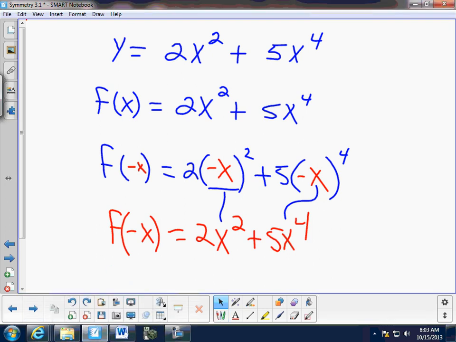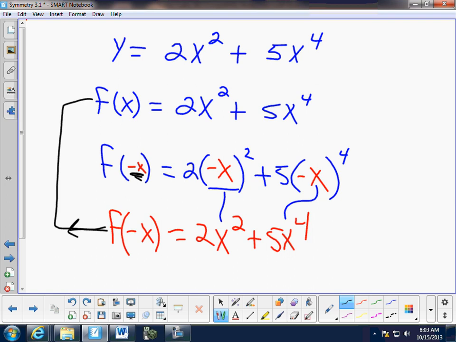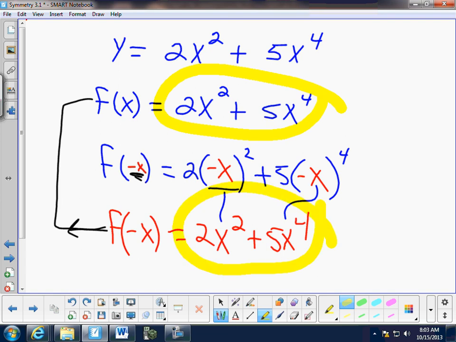So when I plugged in negative x, I ended up getting this answer. Now look back in your notes a couple of steps. It says if f of x is the same thing as f of negative x, are these two lines exactly the same? Is this one exactly the same as that one? And it is. And so what you've shown, what you've proven, is that this function is symmetric with respect to the y-axis. It's an even function.